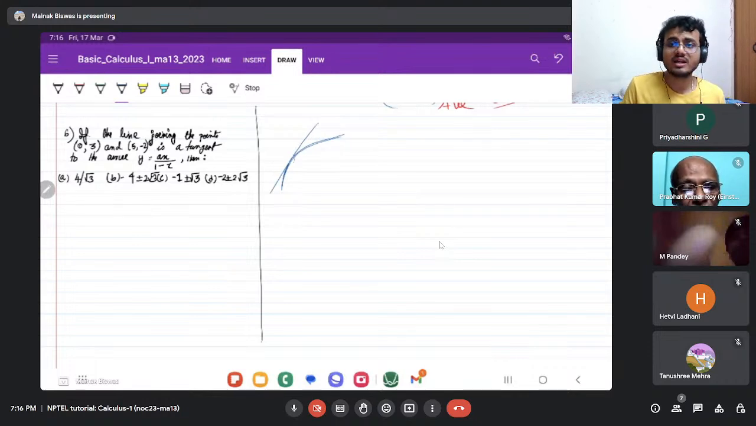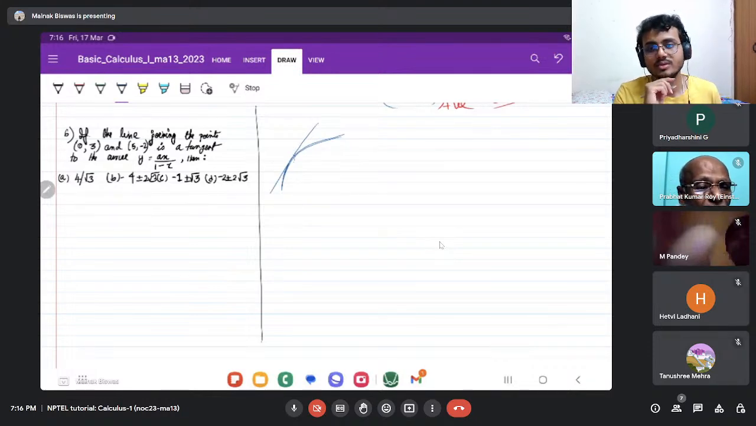But here there are two unknowns. Do you agree that you need to find x as well, where the tangent is happening? That is not given to you, right?